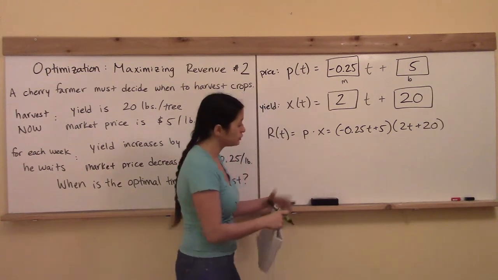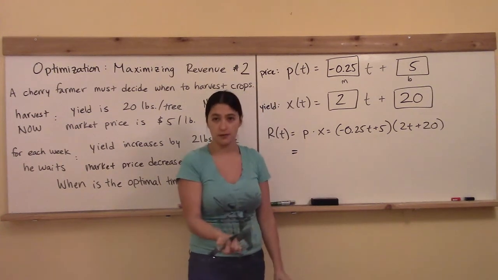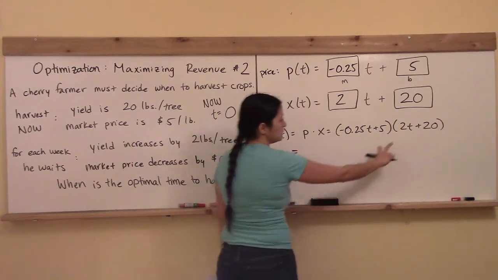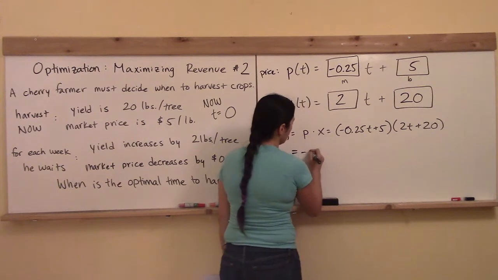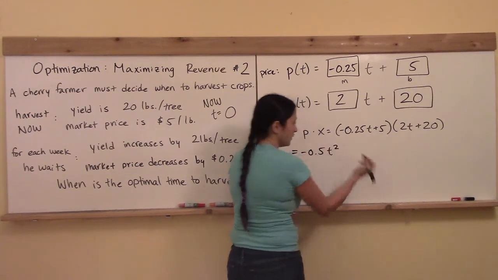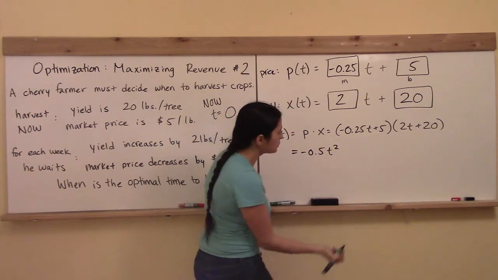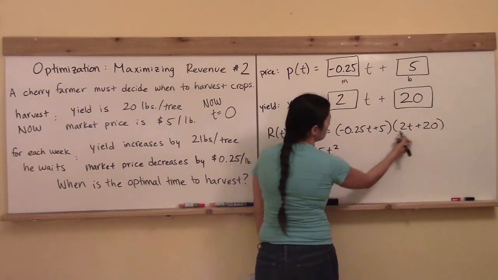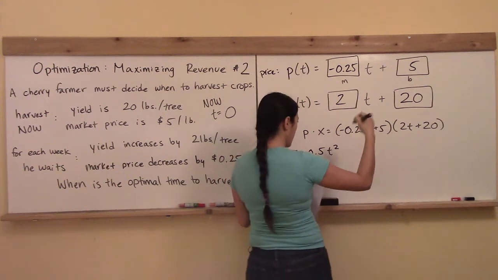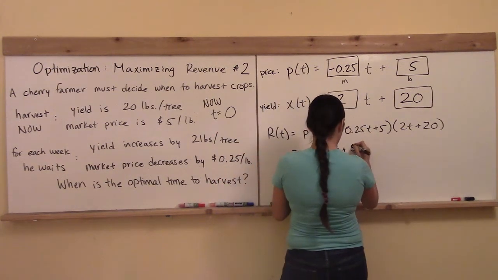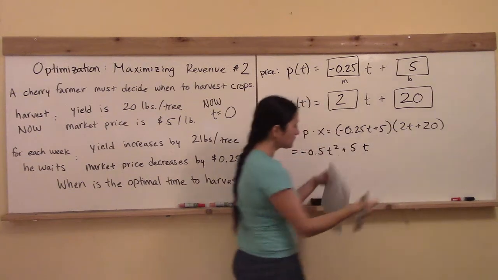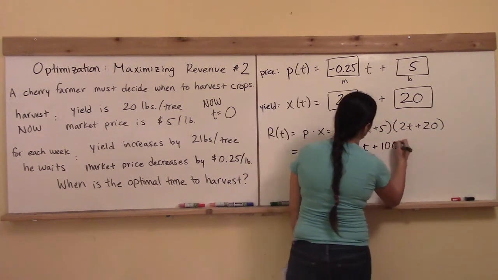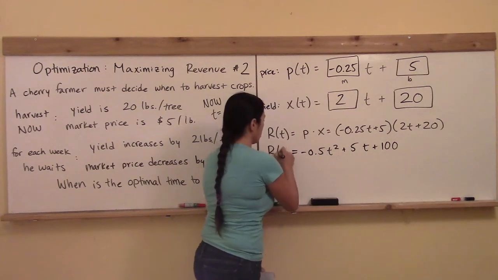But another thing you could do is actually FOIL it out. Remember foiling? So we just have the two factors right here, and so the t squared factor is going to be negative 0.5 t squared. And then the linear factor is going to be combining negative 0.25 times 20 with 5 times 2. So that's 10 minus 5. So that's plus 5t right there. And then the last factor is going to be the two constants, 5 times 20. So that's plus 100. And so this is my r of t.